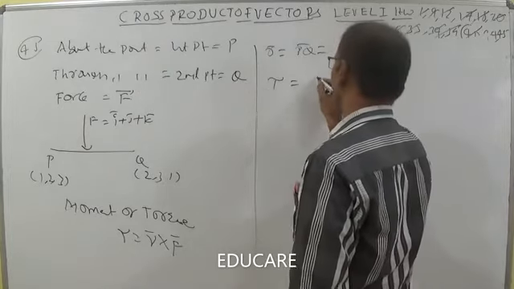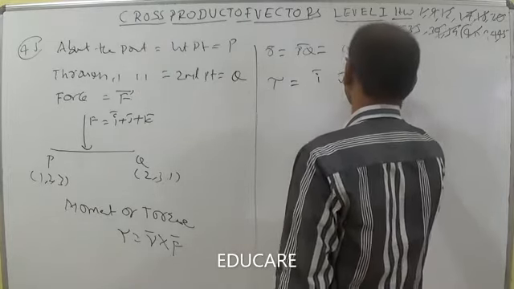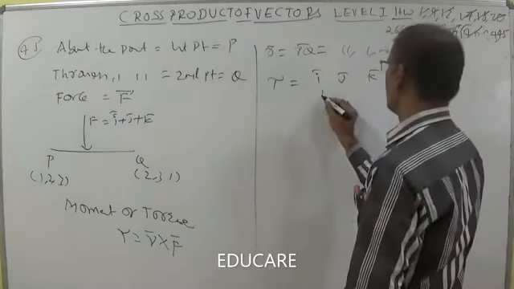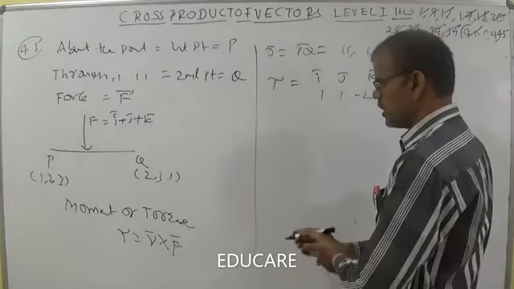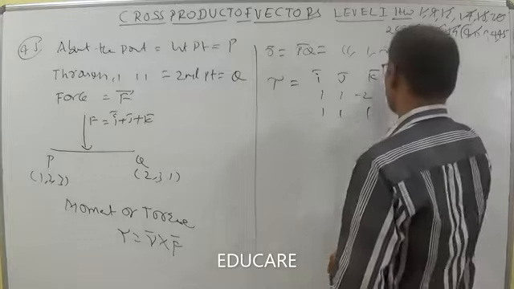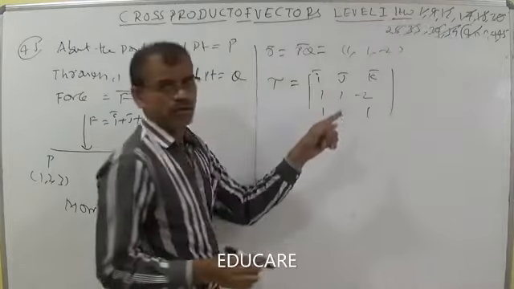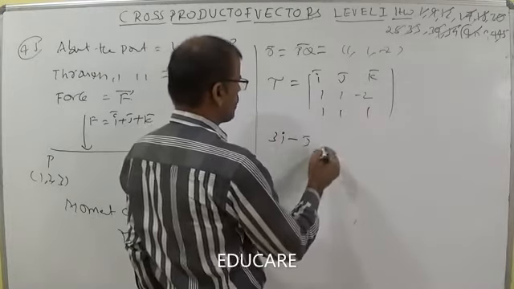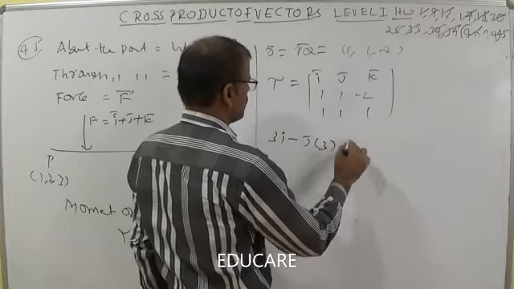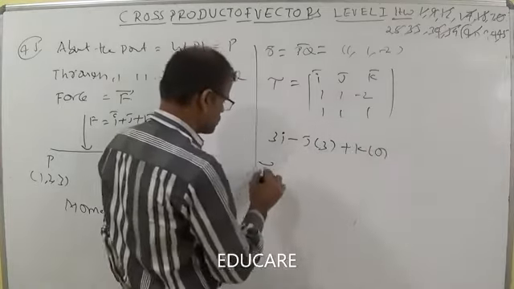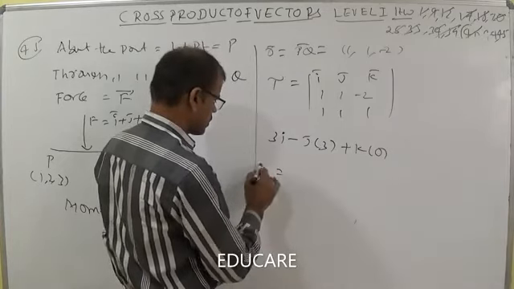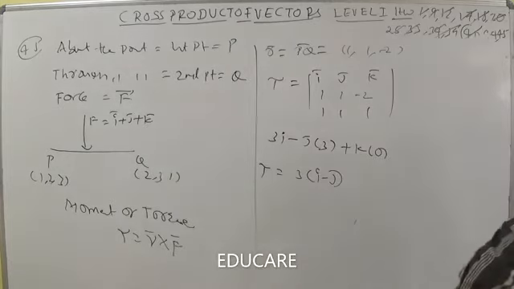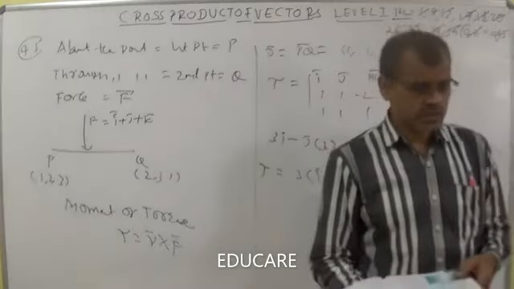Now, torque tau I am writing using determinant: I, J, K, and R bar is the displacement here 1, 1, minus 2, and force is given 1, 1, 1. So let us calculate: 1 minus of minus 2 plus 2, so 3I, minus j into 1 plus 2, this is also 3, and plus k into 0, no need to write. So torque tau is equal to 3, if you take common, it becomes I minus j. So 3I minus 3j, first option is given.